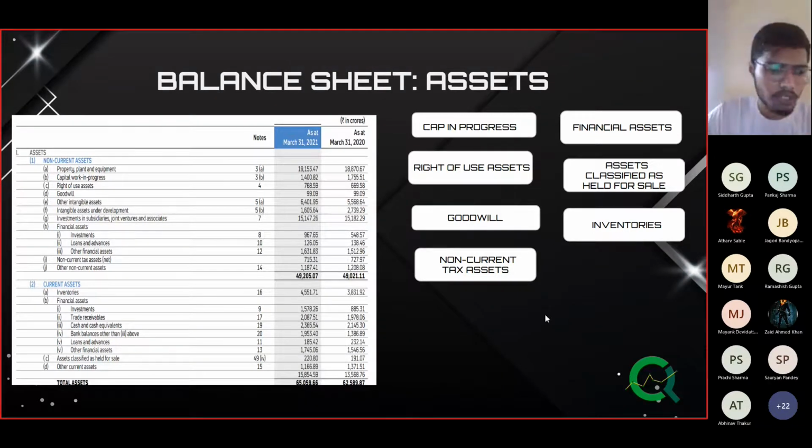Okay. So current assets: inventories, same. Financial assets. Inventories are basically machineries and so on, all they are using. Okay. That's the same, I had talked about it, I guess. Then financial assets, investments, trade receivables. So what are these trade receivables?